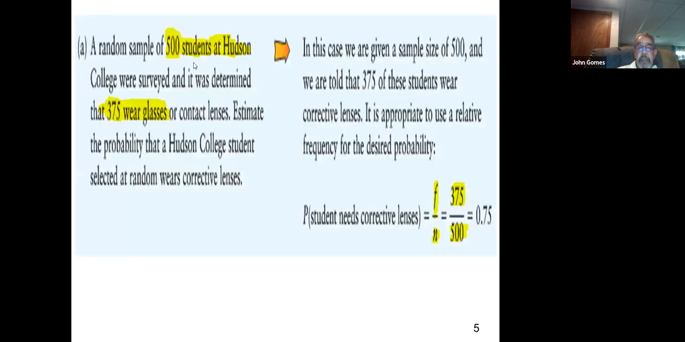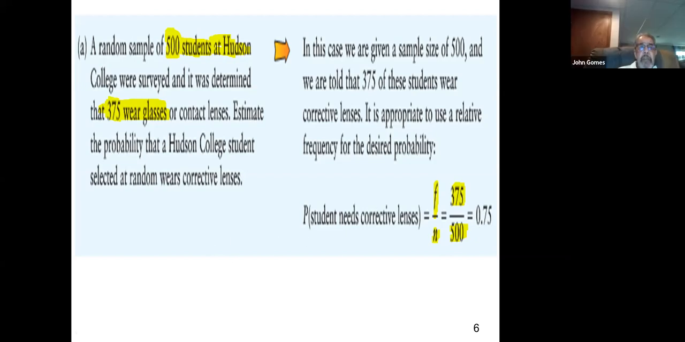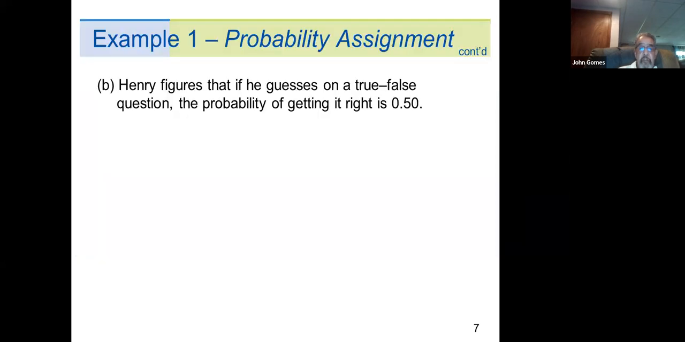Here's that one with the glasses. You get 500 students at the Hudson College. They were surveyed, 375 wear glasses, all right? Hey, what's the probability that if I select a student at random from this college, this person wears glasses? Well, it's relative frequency, 375 out of a total of 500. It's a fraction, and then they change the fraction, obviously, to a percentage. Relative frequency. Here's the idea. If it happened X amount of times in the past, you can assume it's going to happen X amount of times in the future, 375 over 500.